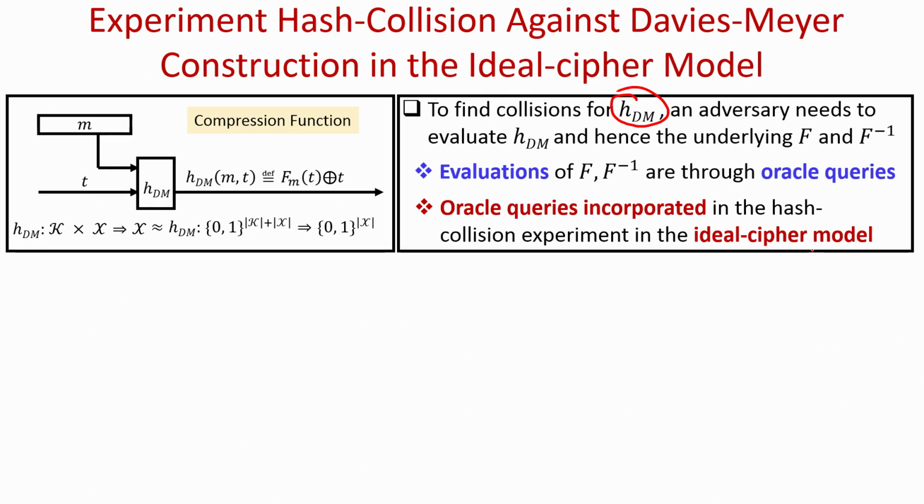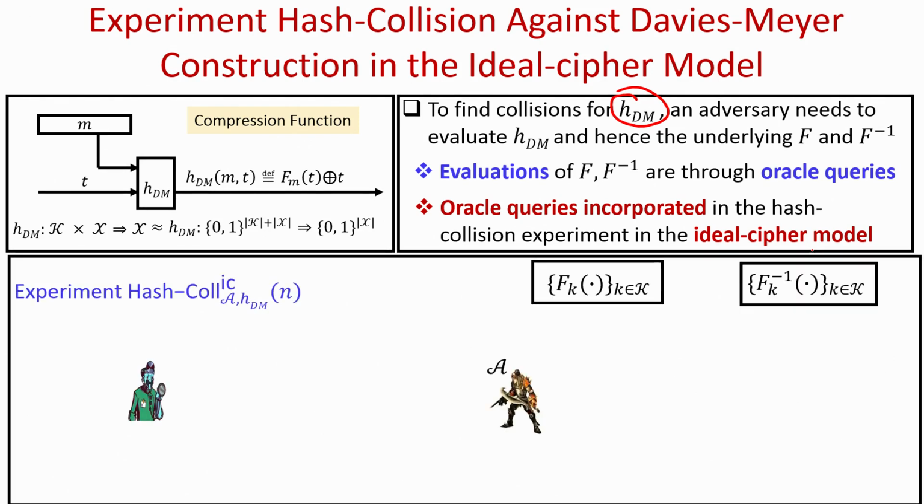Remember, in the actual hash collision experiment in the non-ideal cipher model, or in the standard model, the adversary need not query anything, because it will have access to the code of the function f or f inverse if we are using any f or f inverse in the design of the underlying hash function. But now, since we are in the ideal cipher model, even the adversary's interaction with the function f and f inverse will be through oracle queries, and that is why they also need to be incorporated in the modified hash collision experiment. So, the modified hash collision experiment is as follows.